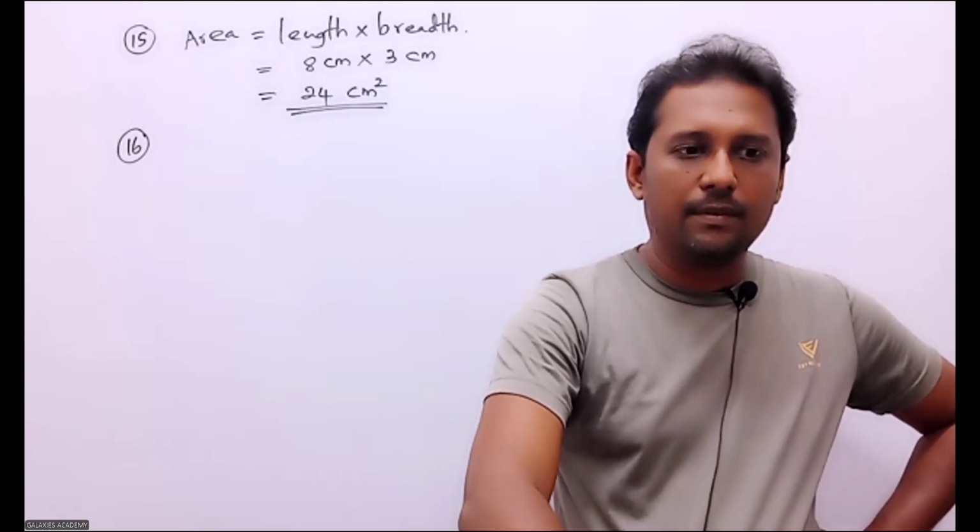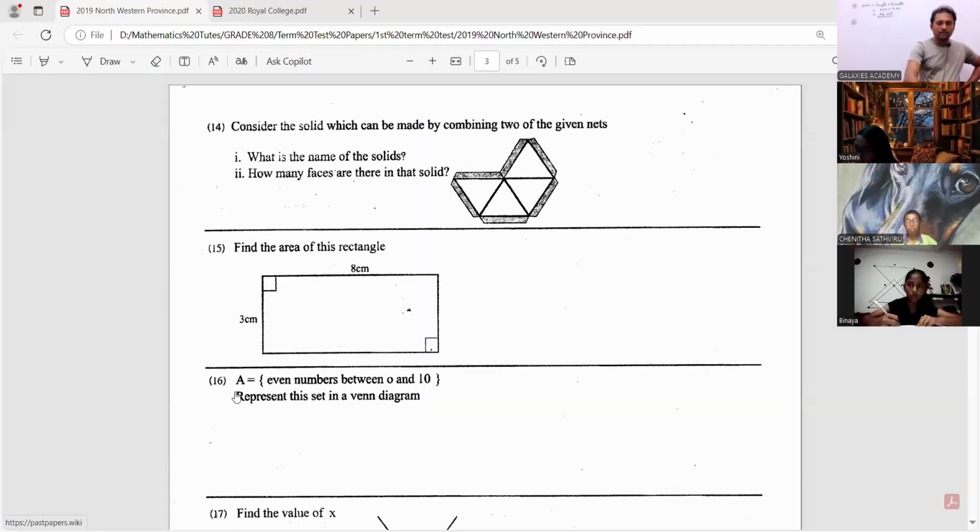Right, then we can go to the next one, number 16. The set representing method is given: capital A equals even numbers between 0 and 10. What are the even numbers you can see between 0 and 10? 2, 4, 6, 8.